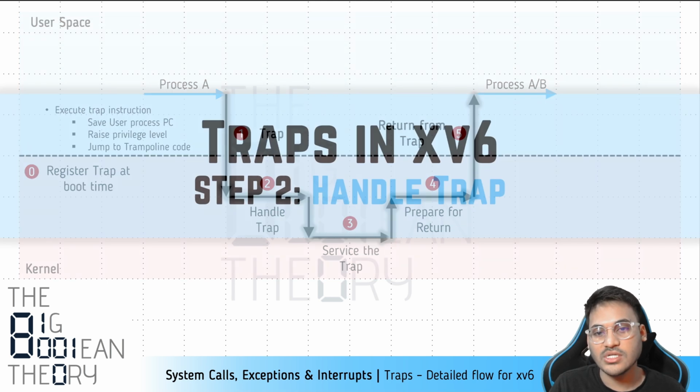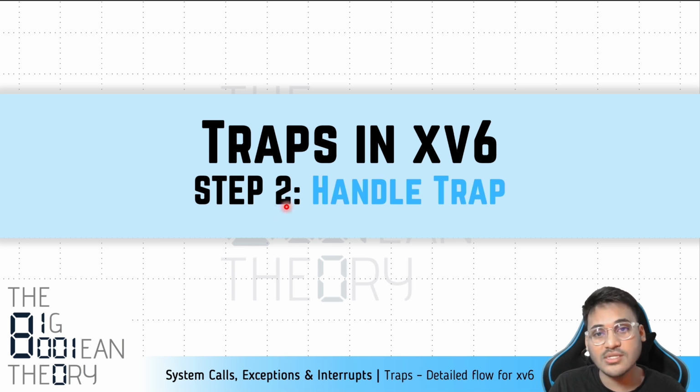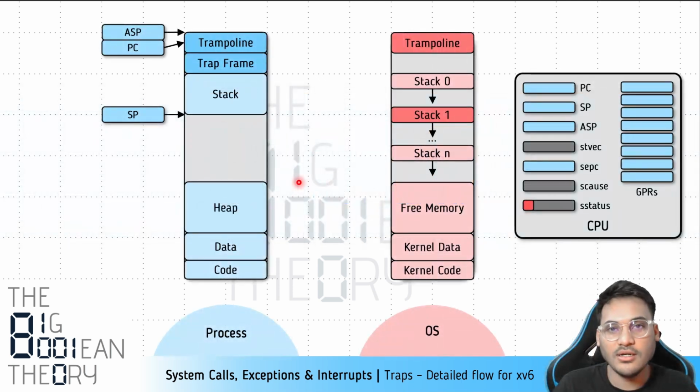So let's see how the second step occurs, the most important step, I would say, that is handling of the trap. This is the current state of execution. Look at the CPU, we are currently pointing to the address space, and all the values are related to the user process only. So we are still executing the user process, it's just that we are executing the kernel code. This is the trampoline code. You can see the program counter is pointing to the trampoline code. This is what we are executing.